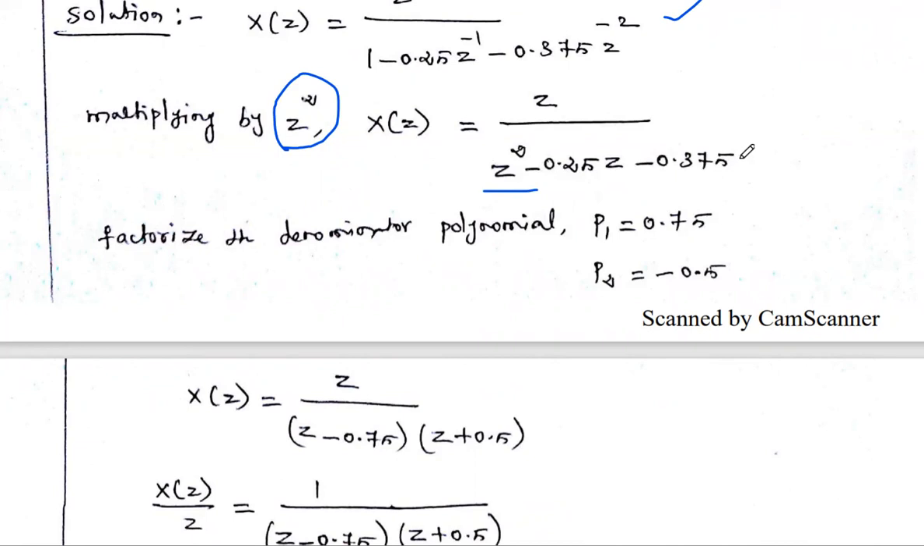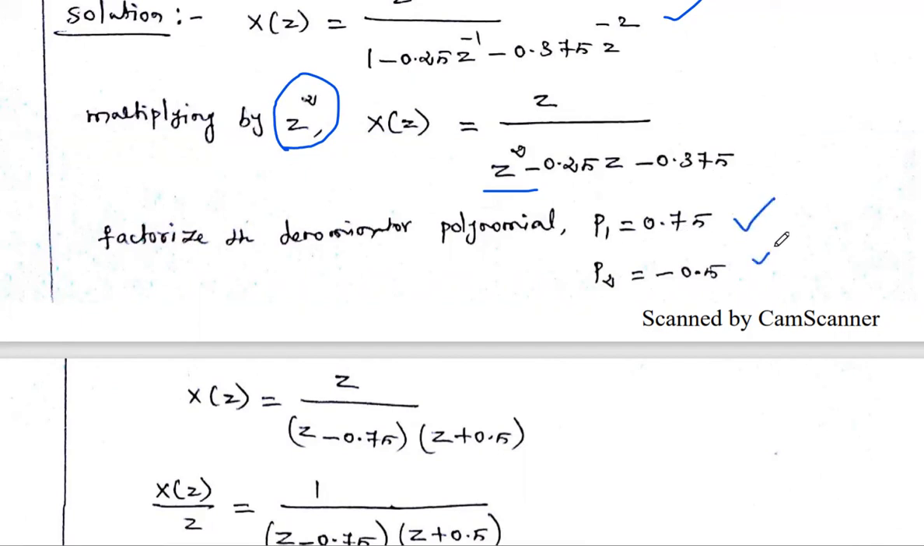So using a calculator, or you may use the formula. You know for a quadratic, that is the second order equation, the roots are derived by minus b plus or minus square root of b squared minus 4ac, divided by 2a. So using that formula or using a calculator, you just factorize the denominator polynomial. So we may get the two roots.